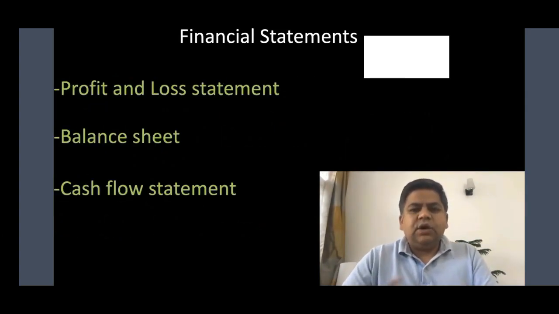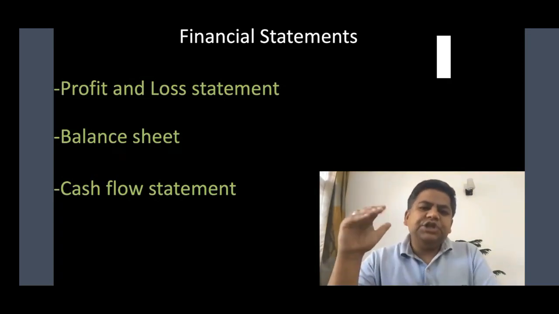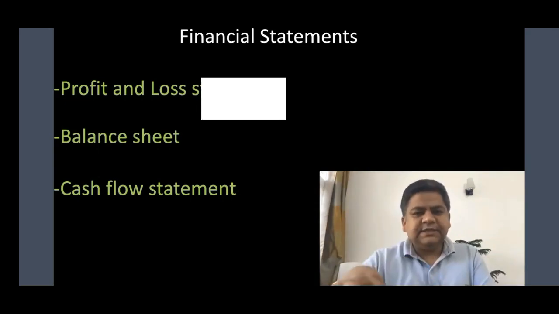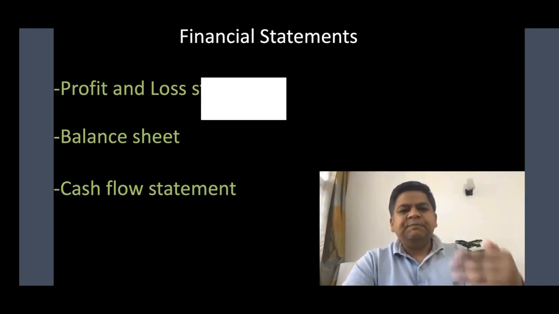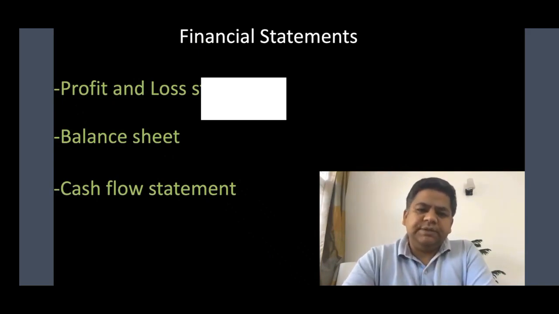Then, what are the three financial statements? Generally, the order is balance sheet, profit and loss statement, and cash flow statement. But in this class and even in the next class, we will reverse the order. We will first learn about the profit and loss statement, then the balance sheet, and then the cash flow statement.